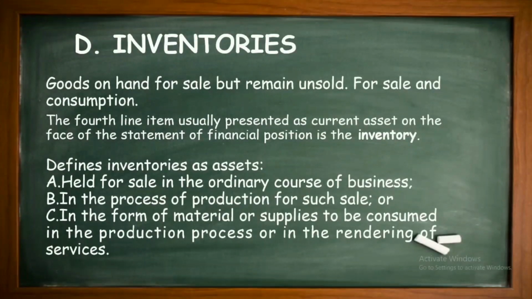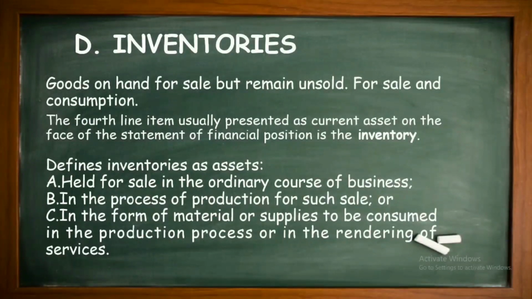D. Inventories. Goods on hand for sale but remain unsold. Inventory is the term for goods available for sale and raw materials used to produce goods available for sale, or goods on hand for sale but not yet bought. It is an asset. Example, for merchandising it refers to the merchandise; for manufacturing, the raw materials. Like in Angel's Burger, they inventory how many patties and buns there are, and list these items.